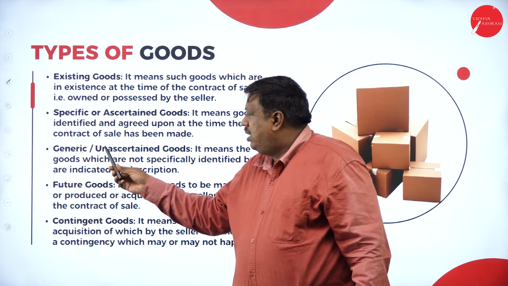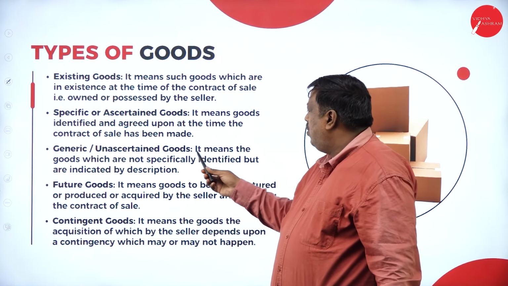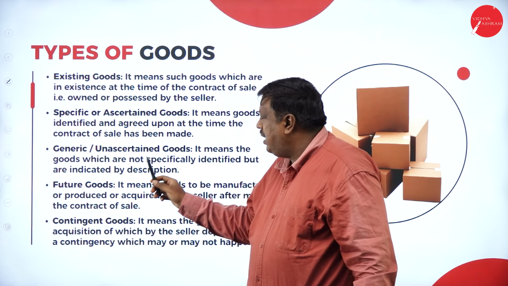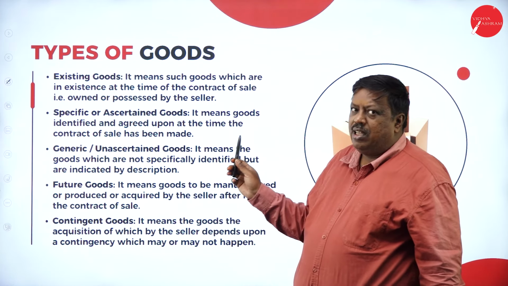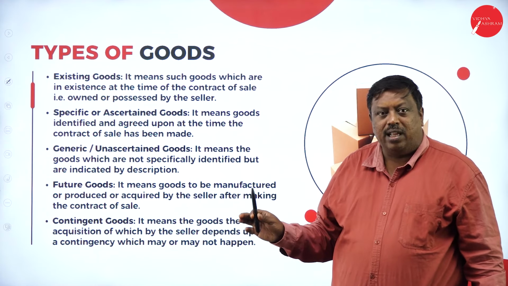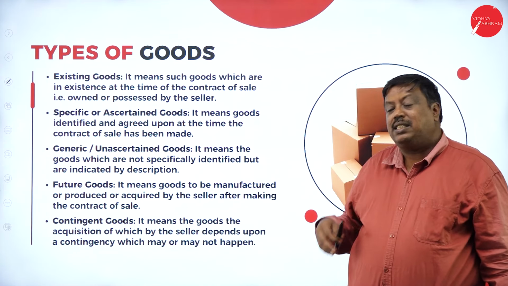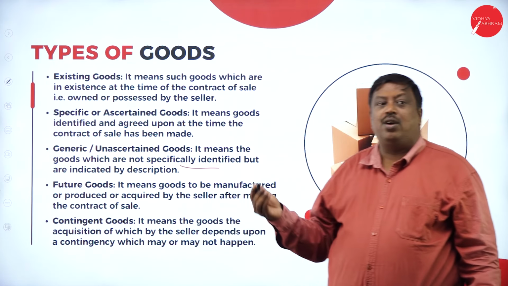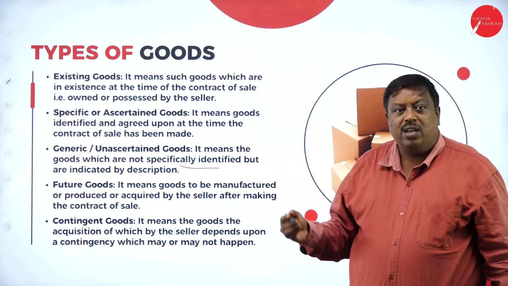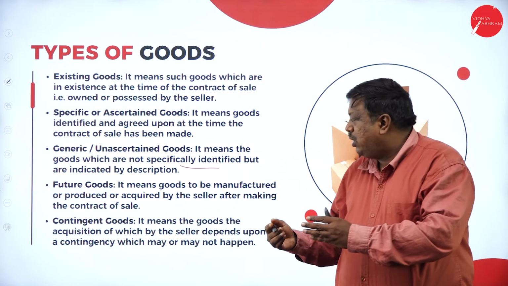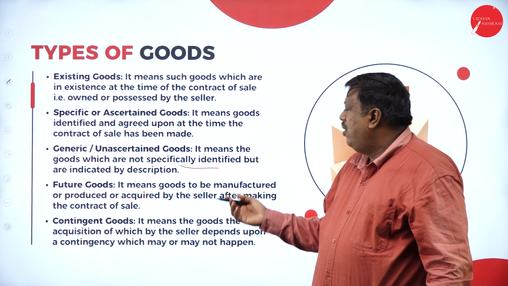Generic or unascertained goods means the goods which are not specifically identified but are identified by description. Some goods cannot be identified properly, but can be ascertained with certain things, like with the description. So we can say, okay, this product can be bought like this. The goods are called unascertained.